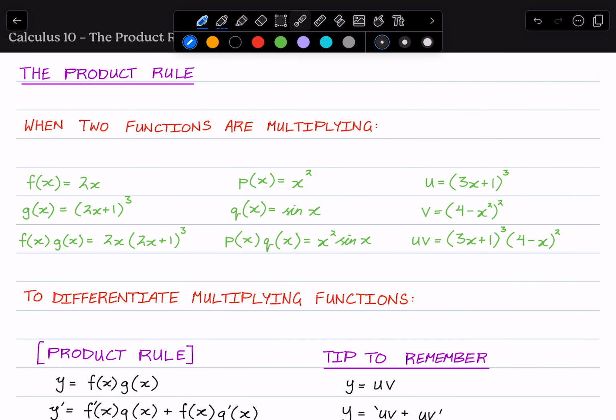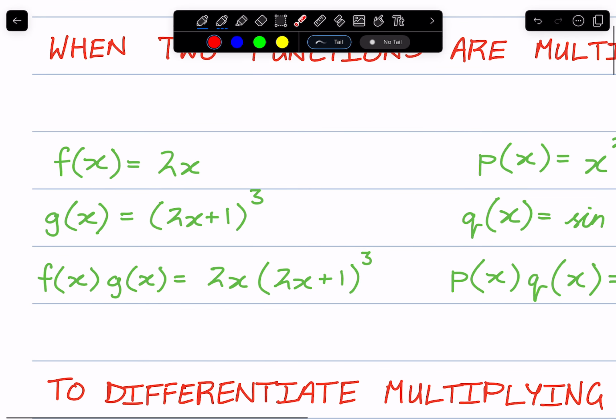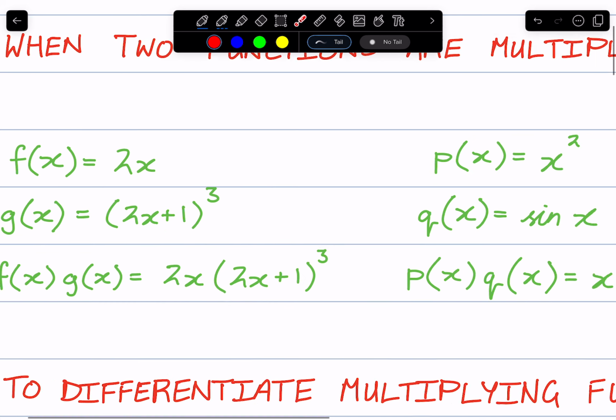So when two functions are multiplying, like so, we have f of x and g of x. Notice how the product of these, f of x times g of x, is 2x, and there's an implied times here, 2x plus 1 all cubed. So we kind of just smush the functions together.